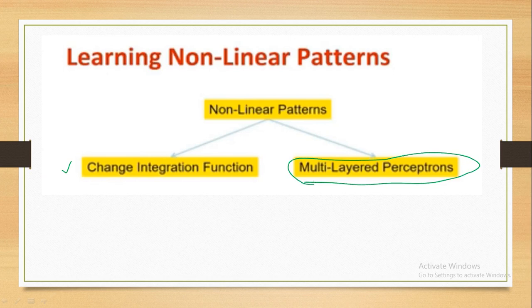In the sense, that is nothing but similar to ensemble modeling. Just use more than one neuron. Here I just write perceptrons. What is that perceptron? That is an algorithm to train the neuron. So two options we have.